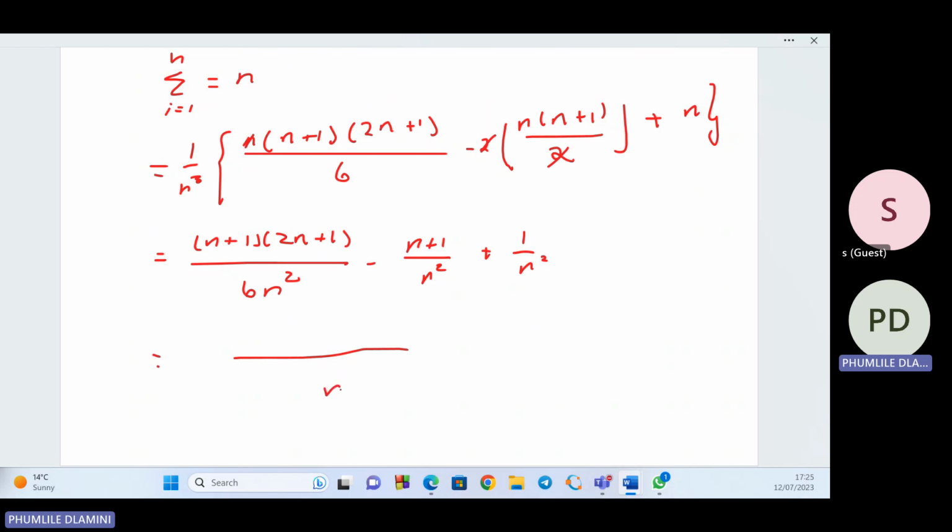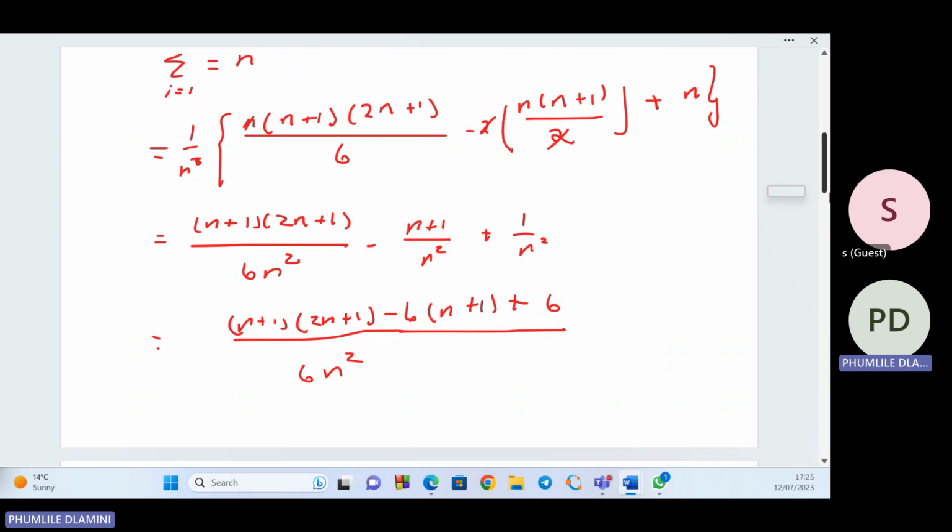We can write it as 6n squared there. So this one here, you will see that you're going to have (n plus 1) in brackets (2n plus 1), divided by 6n squared. Then minus, we're going to say 6 is going to cancel, and we'll be left with 6 in brackets (n plus 1). Then again, that is going to be plus 6.